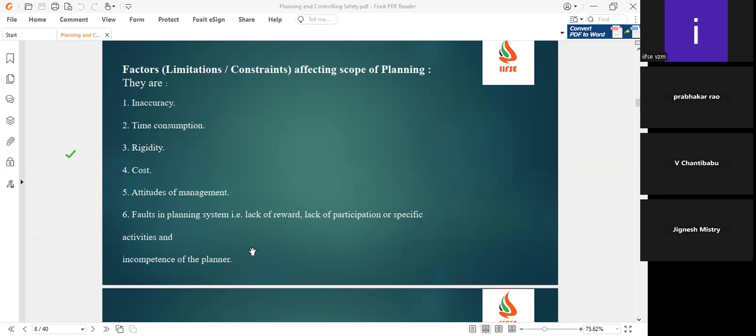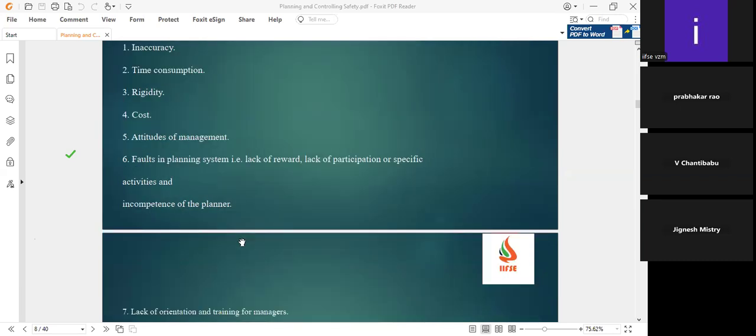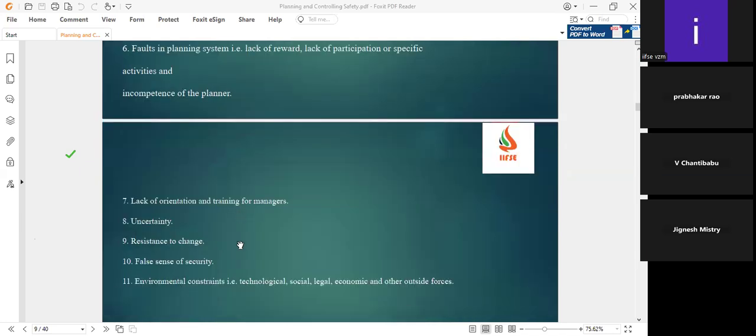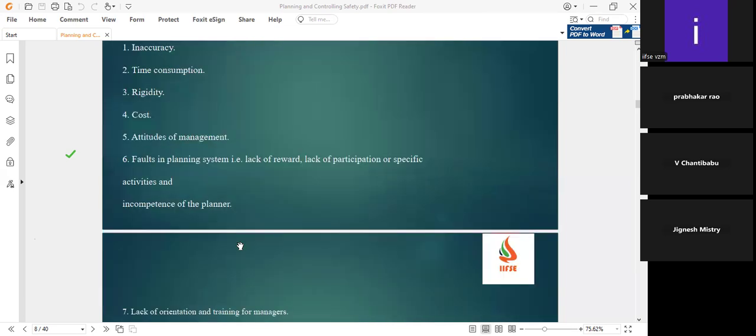That last point, the sixth point, is very important. Faults in the planning system: lack of reward, lack of participation in specific activities, incompetency of the planner. Earlier, the planner was not good because they had not studied the whole process accurately. That's why inaccuracy comes in, and time consumption is more. It is affecting the cost.